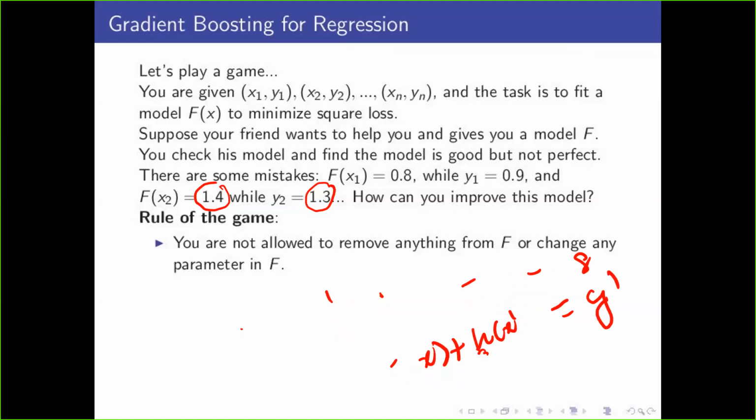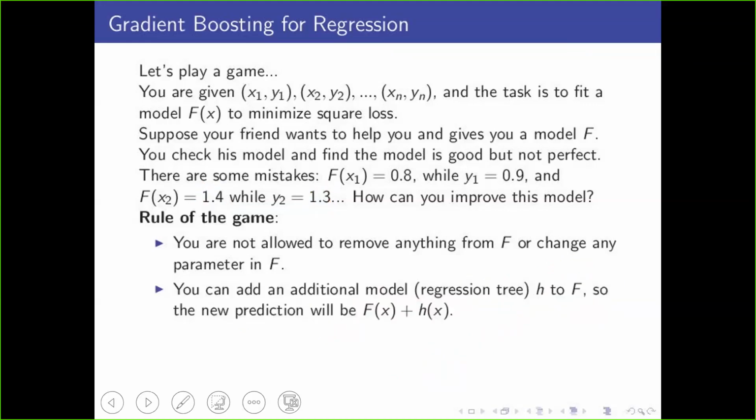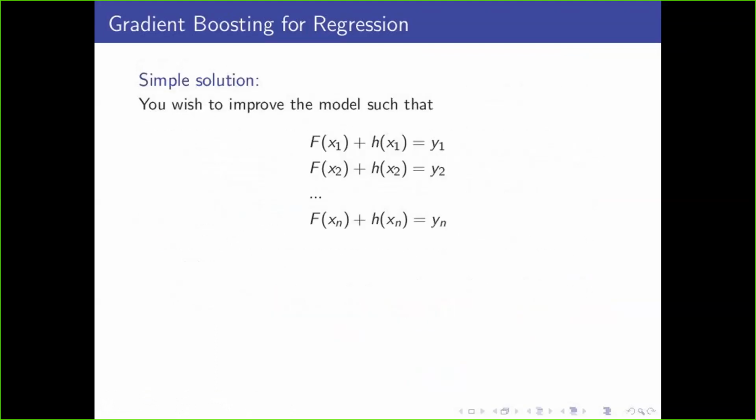Fine, that's very good. So we can add an additional model h to f so that the new prediction will become f of x plus h of x. How do we do this? We wish to improve our model such that f of x1 plus h of x1 equals y1, f of x2 plus h of x2 equals y2, and so on, f of xn plus h of xn equals yn.